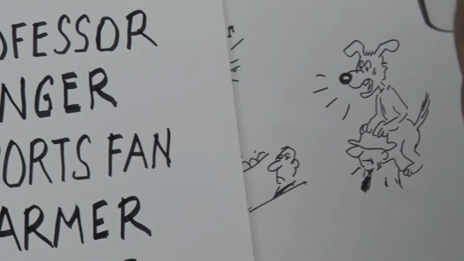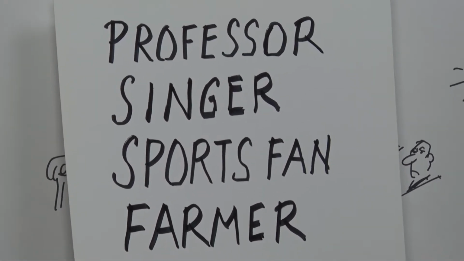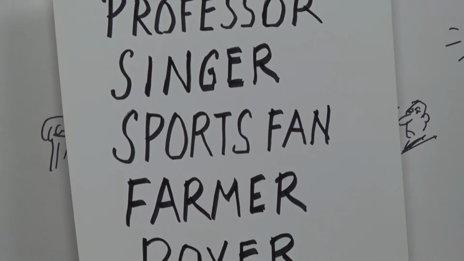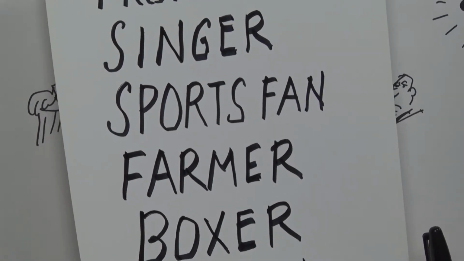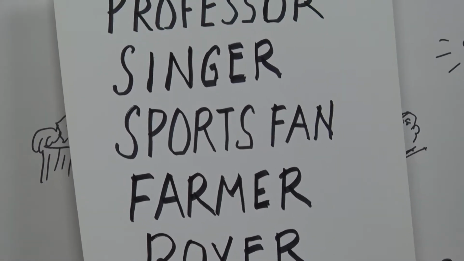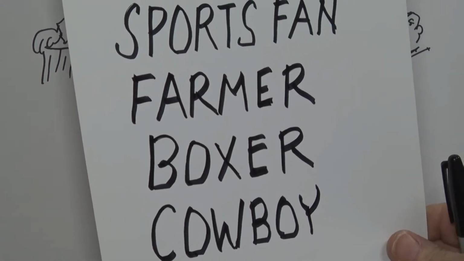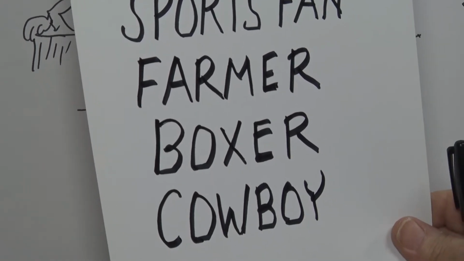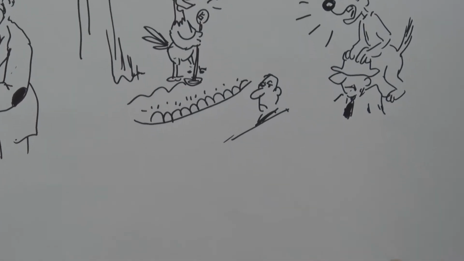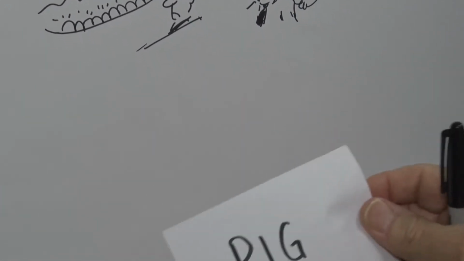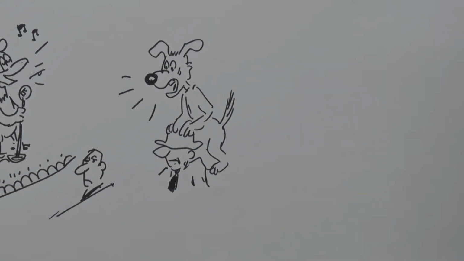Well, we're back, and so far we've encountered a professor lecturing and a singer singing or crowing and a sports fan hollering and all agitated supporting the team. Now we've got three more left: farmer, boxer, cowboy. Let's take a look at the cards and come up with a farmer critter. A farmer pig, how appropriate. A lot of pigs are down on the farm.